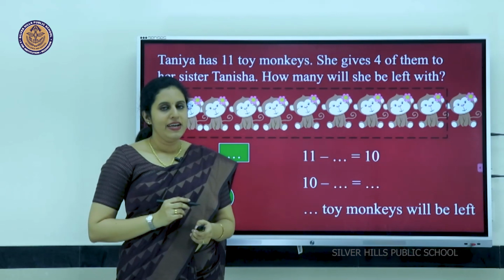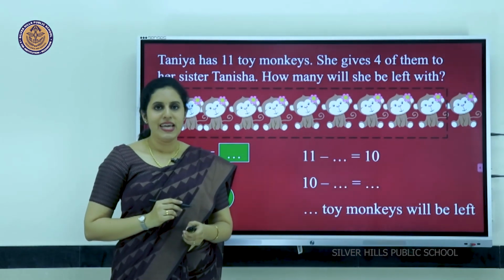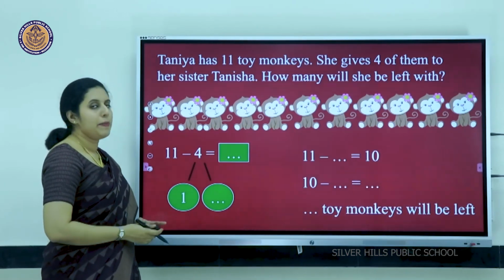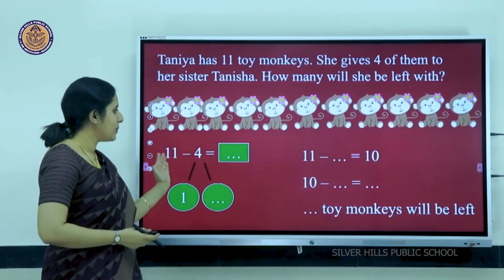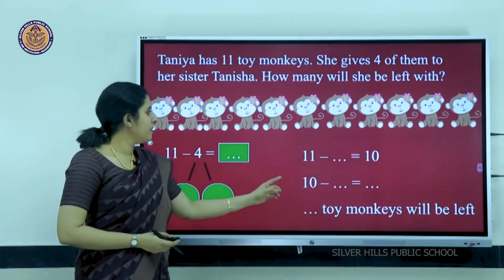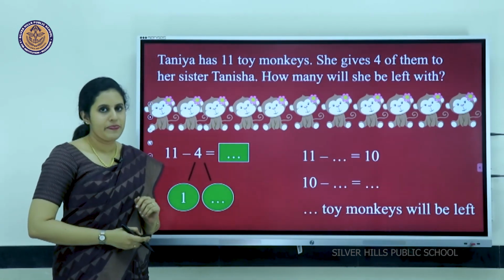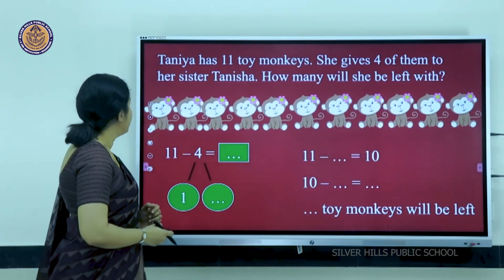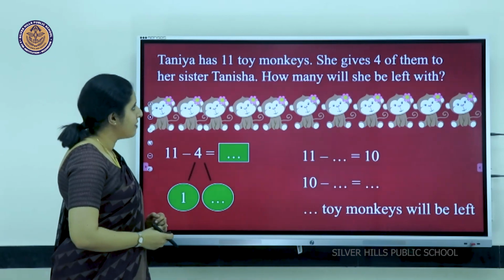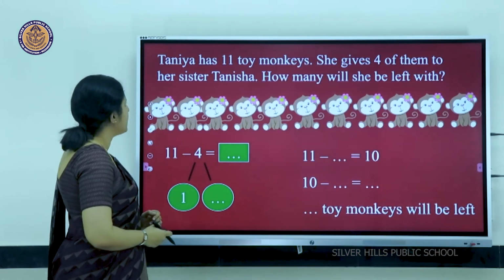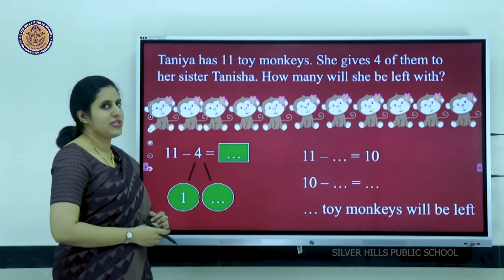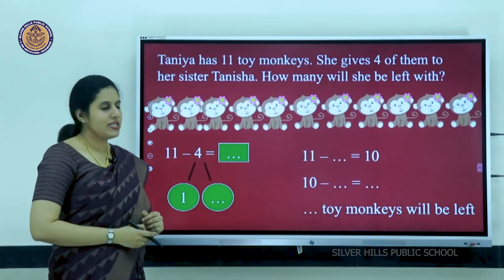Now, we will see one last problem using the same method. If you look at the screen, you can see a question and parts of the answer have also been done for you as clues. We simply have to fill in the blanks to get the final answer. Let's see what the question is. Tanya has 11 toy monkeys. She gives 4 of them to her sister Tanisha. How many will she be left with? That is the question here.